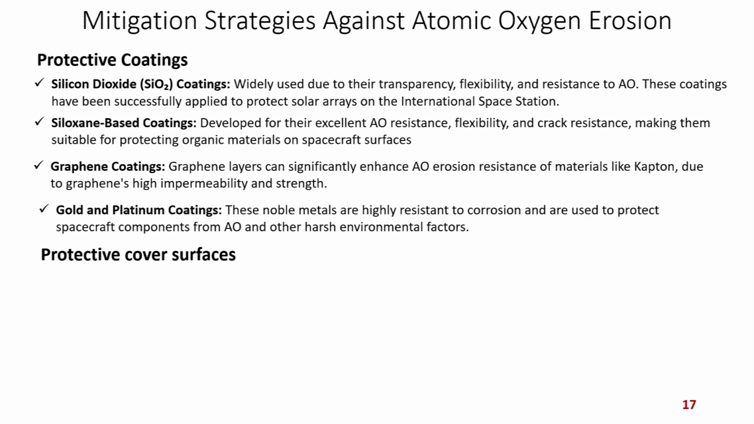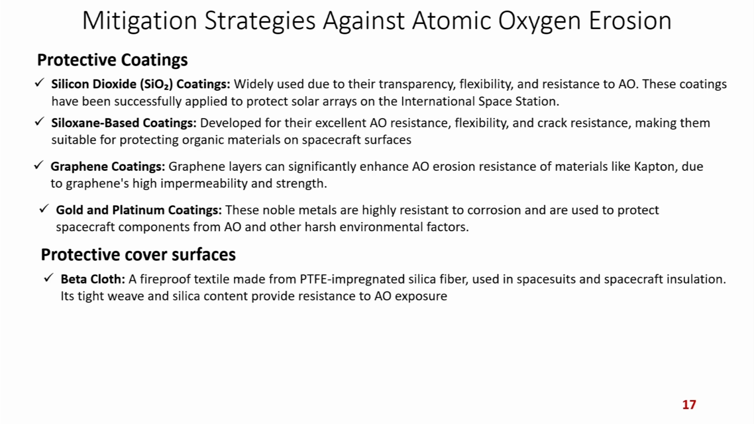Then there can be protective cover surfaces like beta cloth. Beta cloth is a fireproof textile made from PTFE impregnated silica fiber, used for space suits and spacecraft insulation. Its high weave and silica content provide resistance to atomic oxygen exposure.